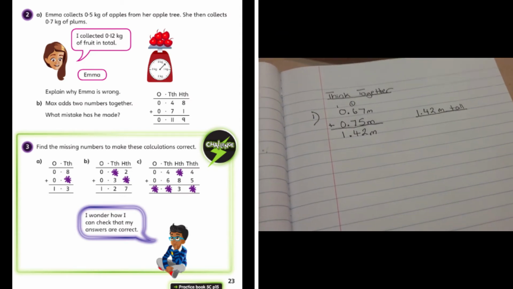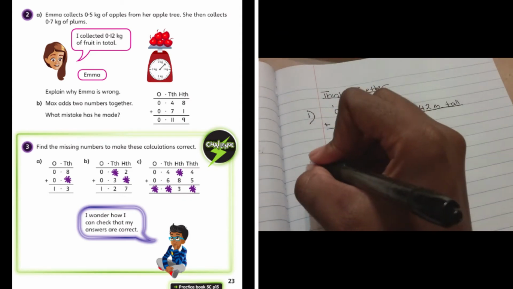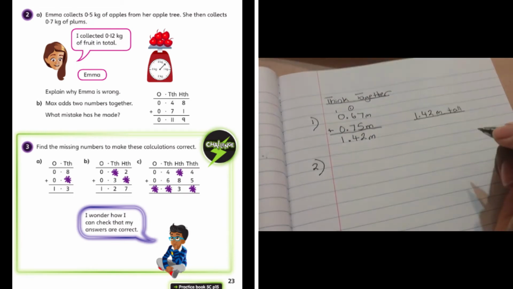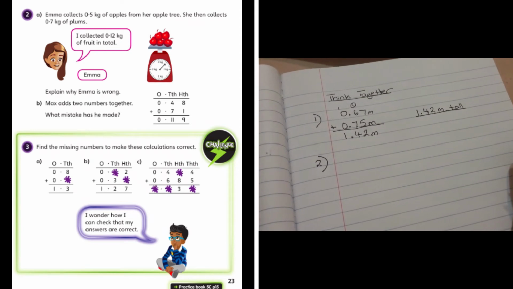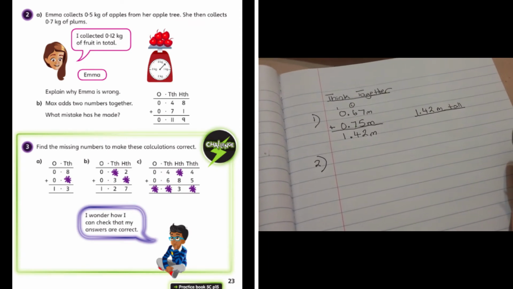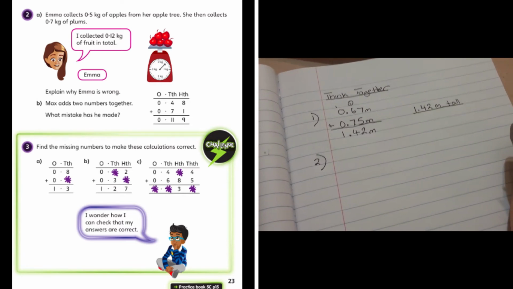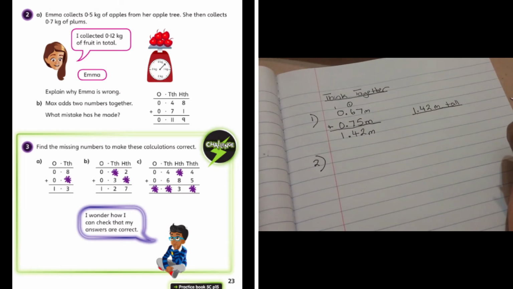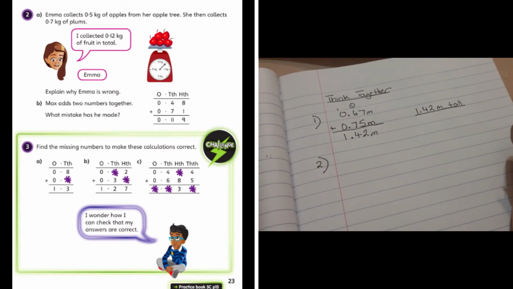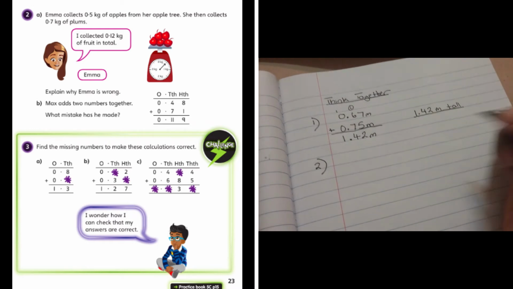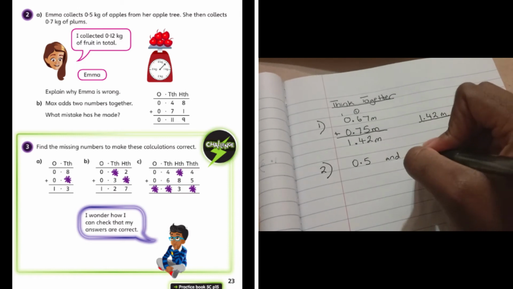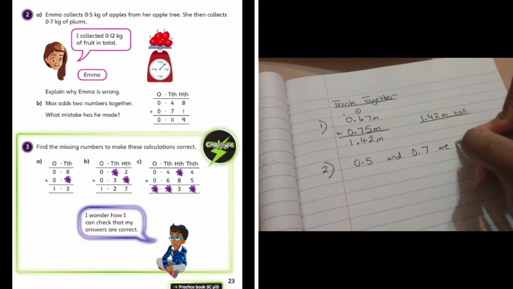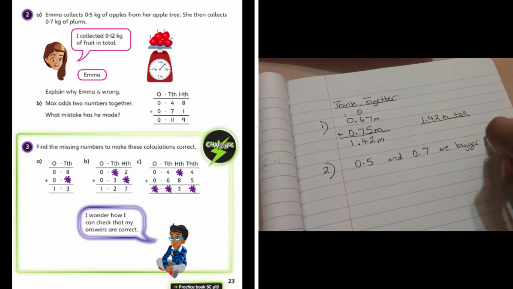Let's take a look now at number 2. It says there that Emma collects 0.5 kilograms of apples from her apple tree. She then collects 0.7 kilograms of plums. Then it shows me a speech bubble of her saying, I collected 0.12 kilograms of fruit in total. I don't even need to read the question to know that Emma is wrong, because first of all, 0.5 and 0.7 are bigger than 0.12.